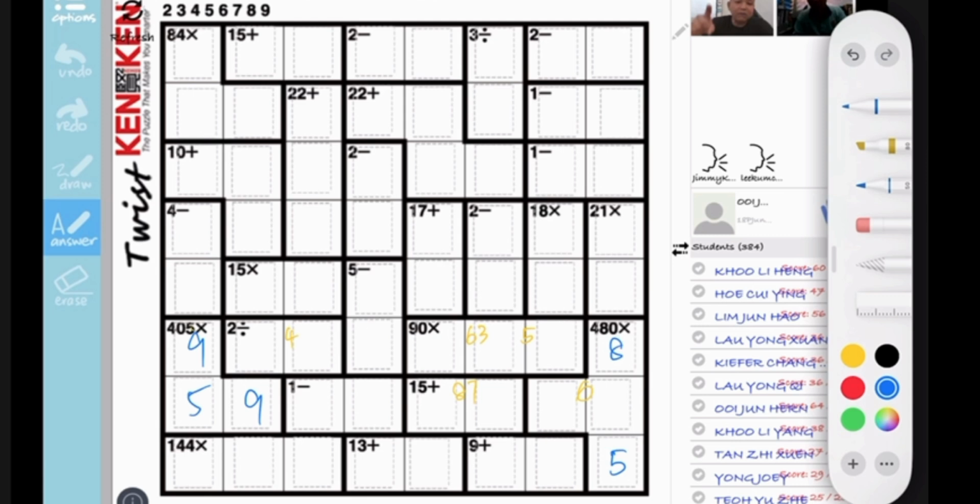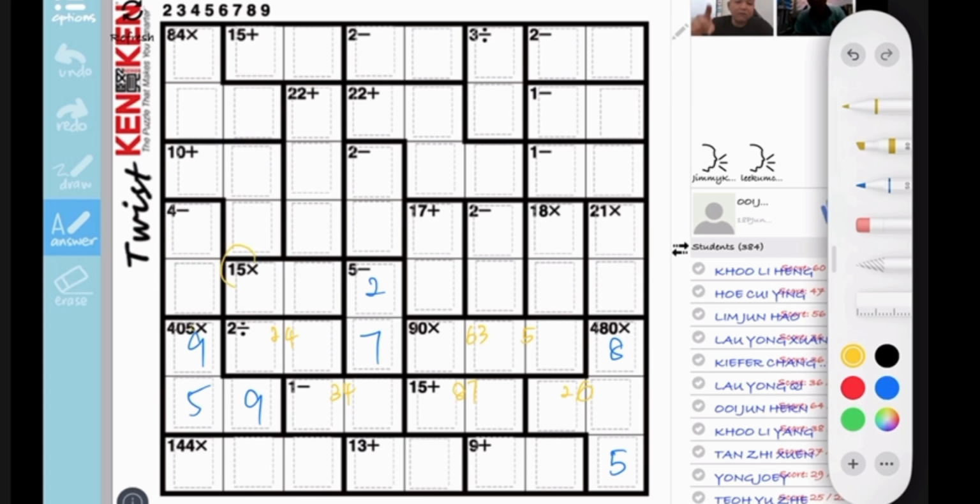And then we have 2 and 6 in the second last row. So the 1 minus should be 3 and 4. And then for the 2 divides here, it must be 2 and 4 because we have used the 8 in the same row. And then looking at the third last row, we have 7 here and 2 here. Okay.